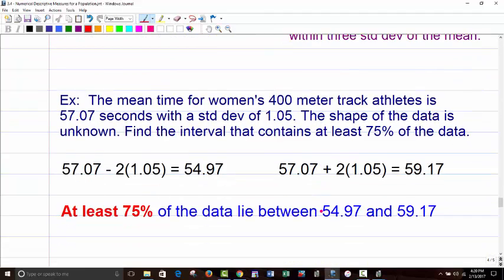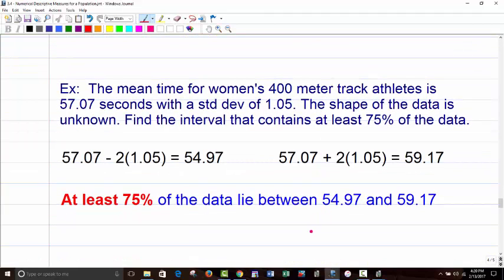So let's look at an example here real quick. All right, mean time for women's track athletes, 400 meters, of 57.07 seconds. Standard deviation of 1.05. Shape of the data is unknown. Okay, that's good enough. The fact is it's not bell-shaped or normal distribution. That's enough to imply Chebyshev right there. Find the interval that contains at least 75% of the data.